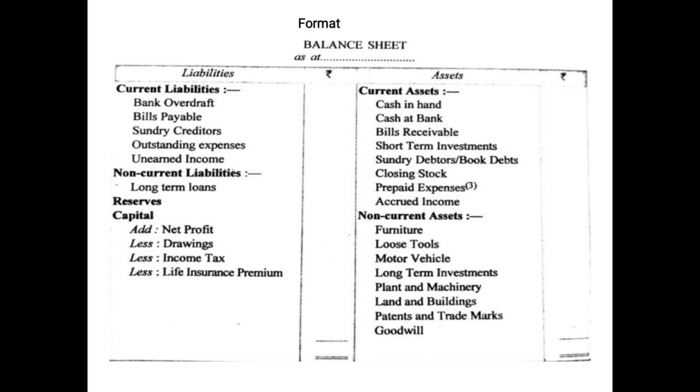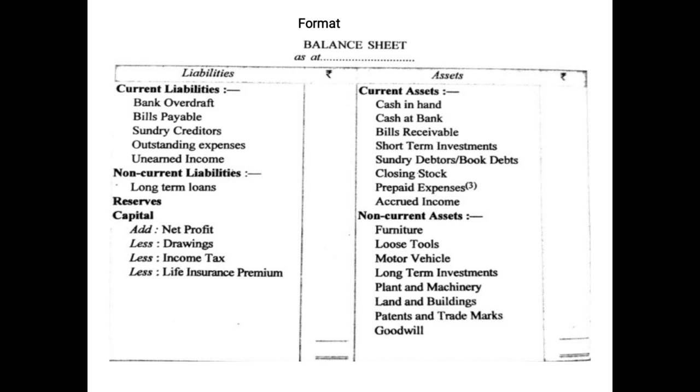You have given the services but you have not received the payment as of now. Prepaid expenses means those expenses which you have paid in advance. So these are current assets which are shown on the asset side. Current assets, basically, we have already discussed these terms in the basic terms chapter. Current assets are those assets which can be converted into cash within 1 year.